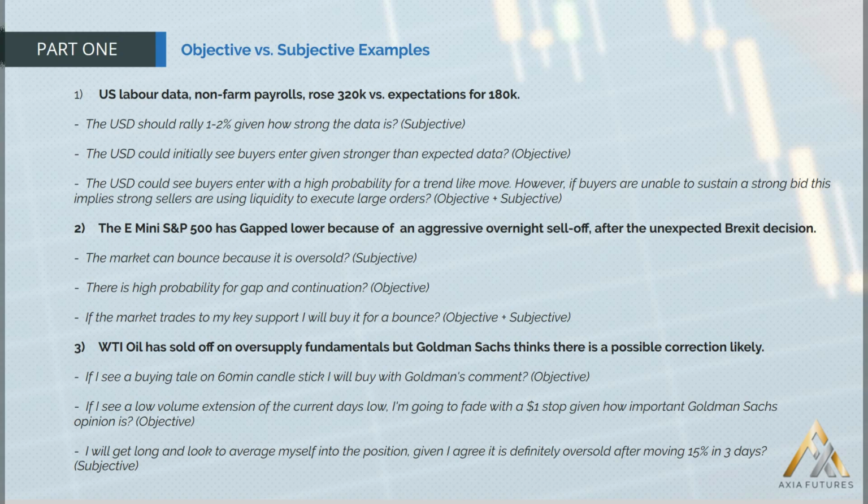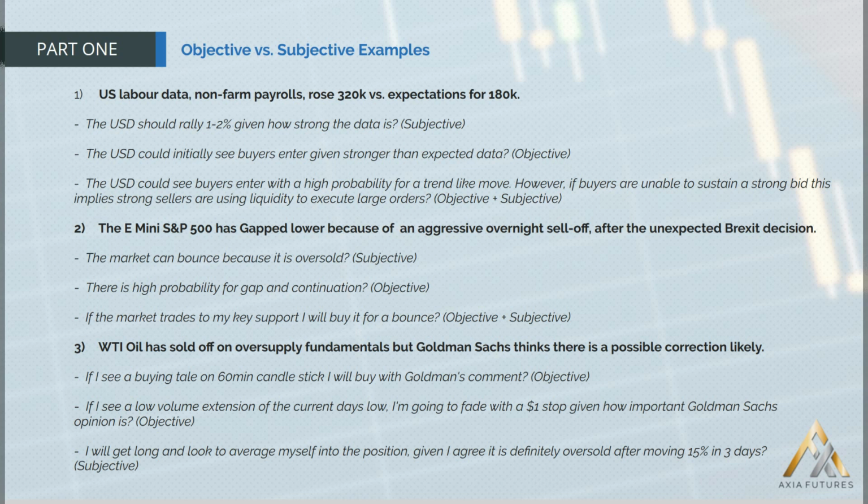So, our first statement: the market can bounce because it's oversold. Can it bounce? Should it bounce? Okay, the market can do anything, guys. Right? Is that an objective or a subjective statement? It's very much subjective. It's opinionated. The market can bounce because it's oversold. How do you know what's oversold? These are the kind of questions you want to be asking yourself.